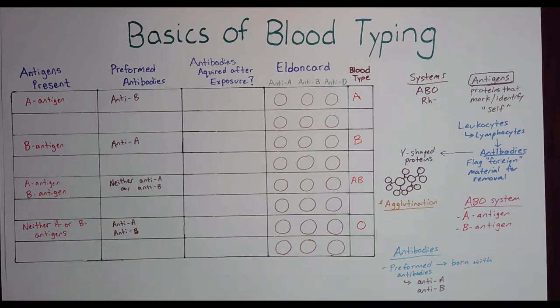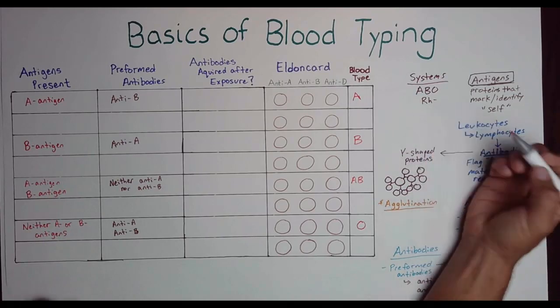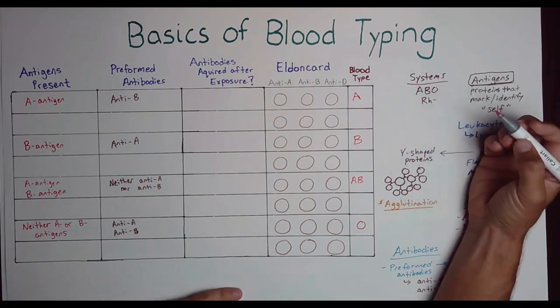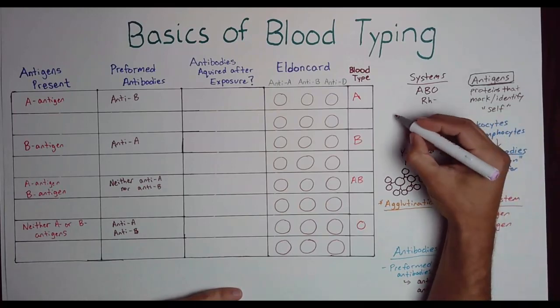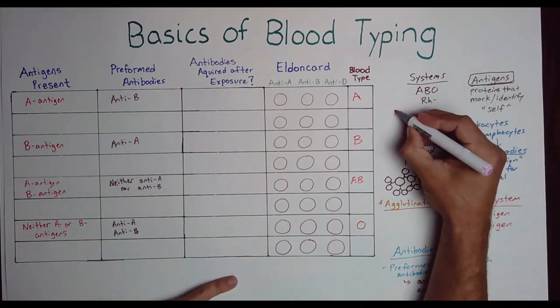So the last part of this puzzle, let's see, what color do I want to use here? The last part of this puzzle is related to this RH system. So we're going to go ahead and write in RH. We'll do our RH system here. We don't really need much for an RH system.